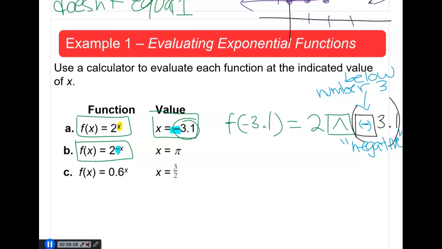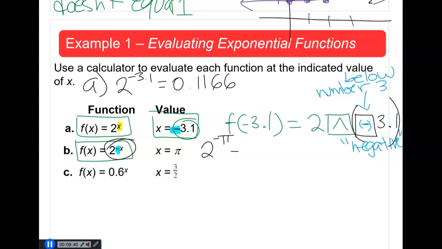Okay, so if we enter that, actually I'm going to type in or write the answer for part A. 2 to the power negative 3.1. I'm just going to round to 4 decimals, so it will be 0.1166. Okay, now the next question here, it will be 2 to the power negative pi.